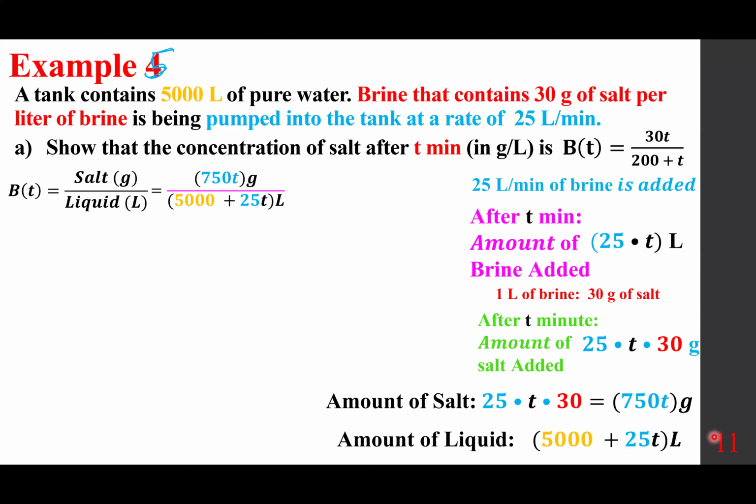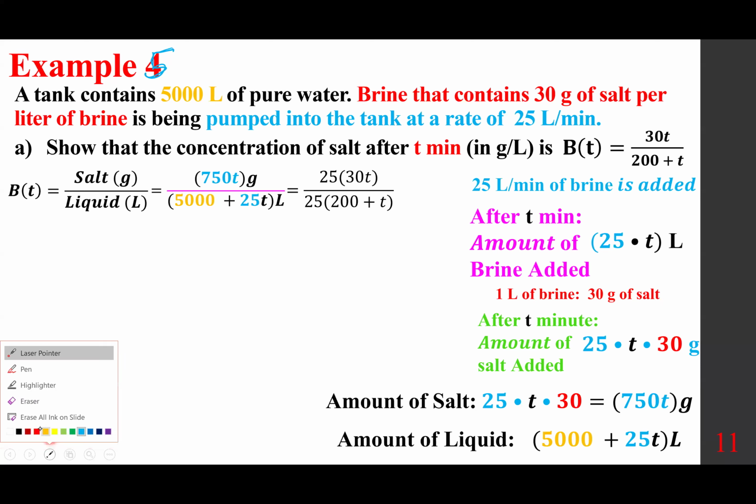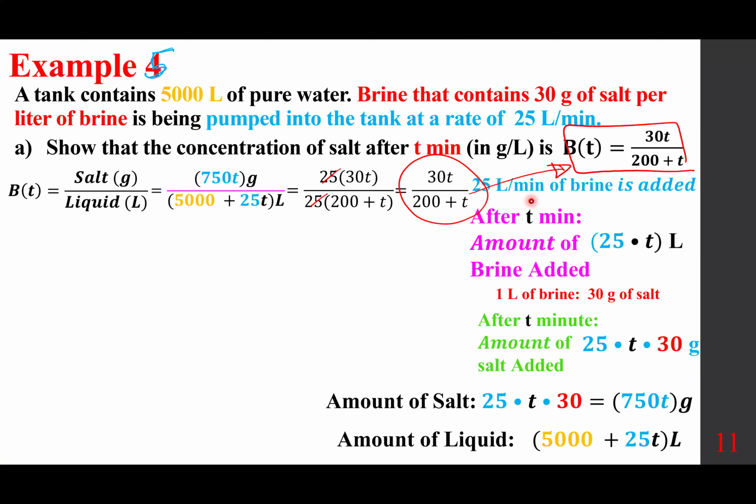We notice everything is divisible by 25. We are going to factor the 25 out from the top as well as the bottom. And when we simplify, we get exactly what was given. So we proved this is the case. So this is algebra.